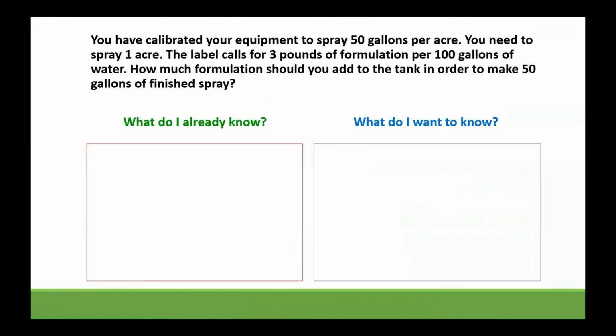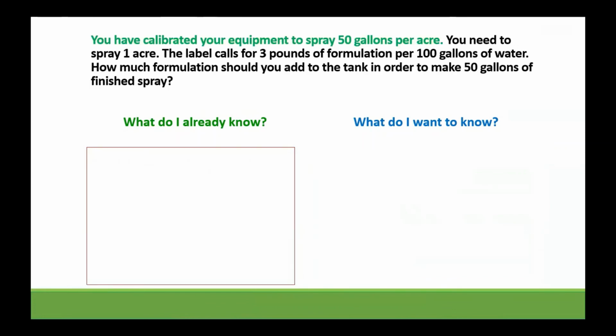Now for the last problem. You've calibrated your equipment to spray 50 gallons per acre. You need to spray 1 acre. The label calls for 3 pounds of formulation per 100 gallons of water. So how much formulation should you add to the tank in order to make 50 gallons of finished spray?